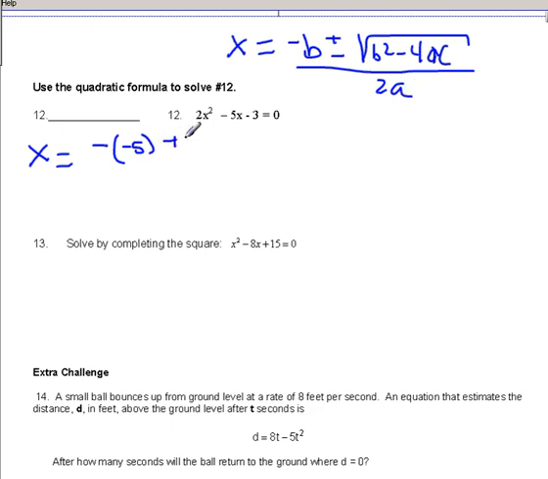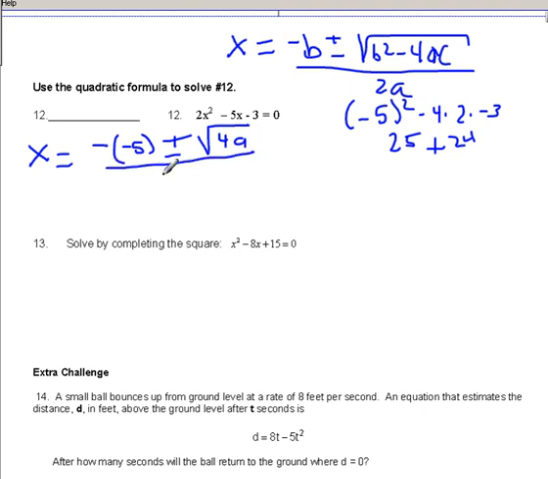So plus or minus our discriminant. So let's calculate our discriminant. Negative 5 squared minus 4 times 2 times negative 3. So this is 25. This is 24. So it's 49, all over 2a. And our a is 2, so 2 times 2 is going to be 4.